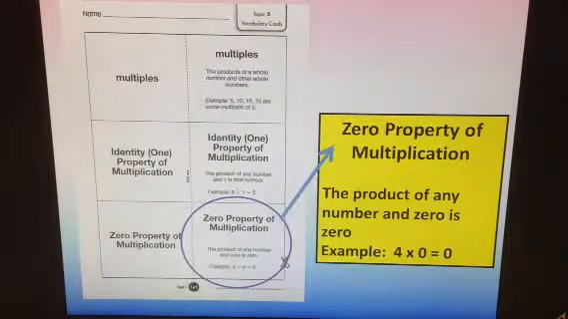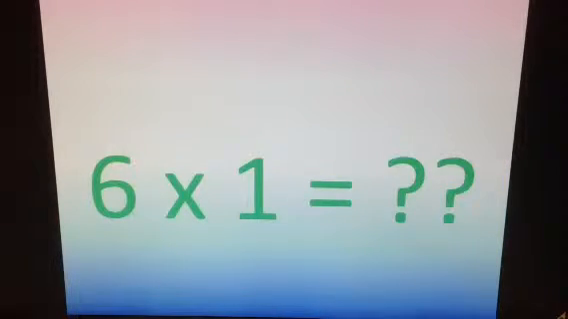We also talked about the 0 property of multiplication. And the 0 property of multiplication says that the product of any number and 0 is 0. So it doesn't matter what you're multiplying by 0. The product is always the same. It's always 0. We practiced with a few problems, so right now think about the answers in your head and then I'll show you the answer on the screen.